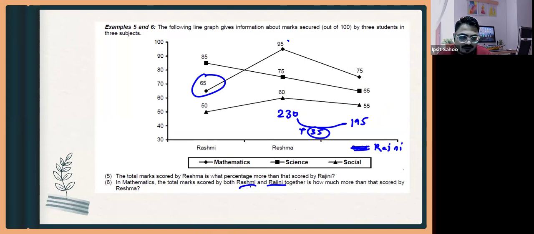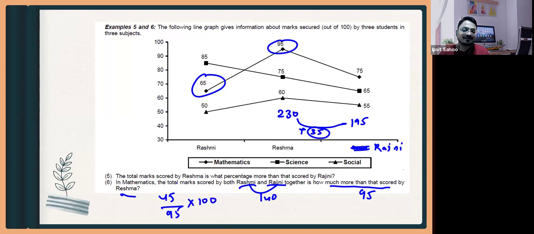So this 140 is how much more than that scored by Resma. If you see Resma in mathematics, that is 95. So can you say this is how much more? This is 45 more, on a base of 95. 45 on a base of 95 in percentage, that is going to how much? So 5 nines are 45 and 5 19s are 95. So this is going to 900 by 19.